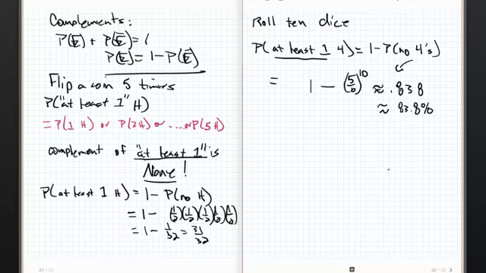Okay? Pretty cool, huh? Complements are super powerful, but be careful, because you got that "at least one". That's the key phrase that you're looking for. All right? I'm going to go ahead and build a chart, and we're going to play around with some dependent probabilities here in just a sec. I'm going to build a chart and a Venn diagram that we can play with. So I hope you enjoyed that, and I'll see you back in just a second.